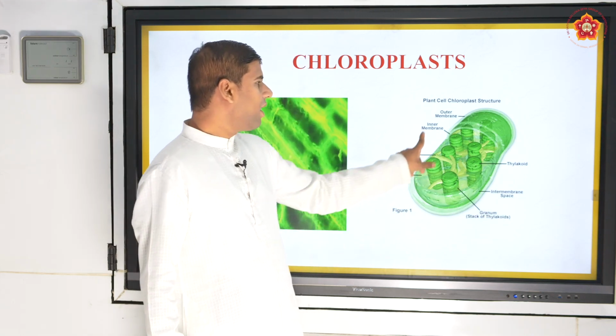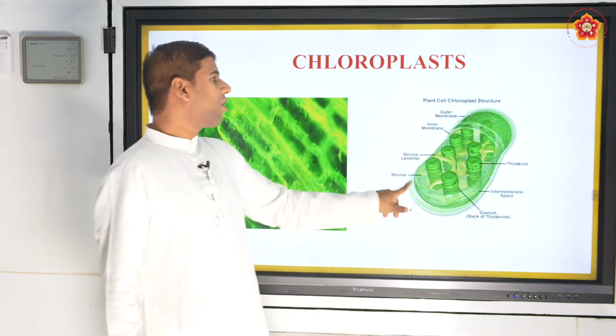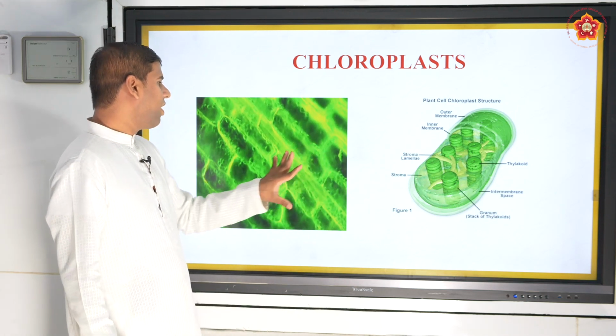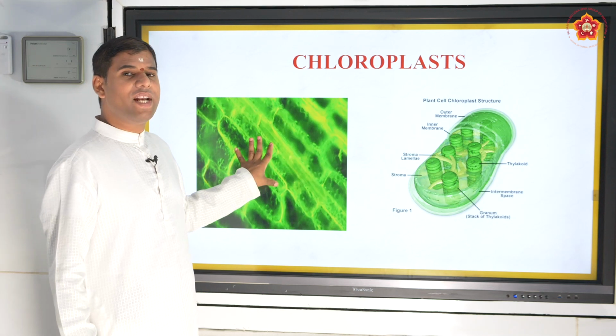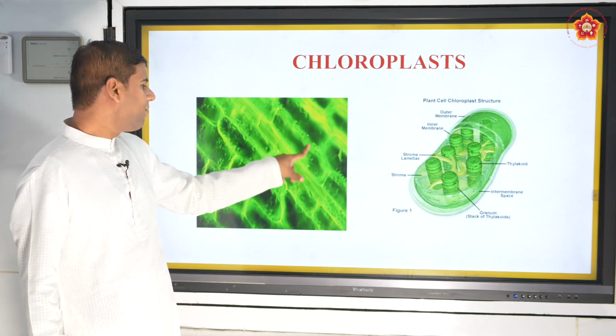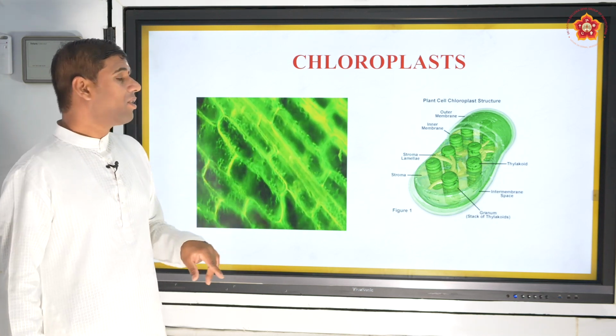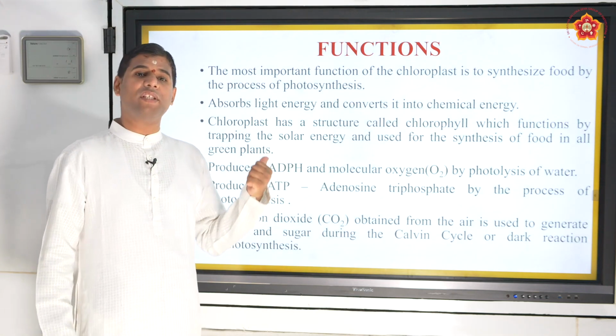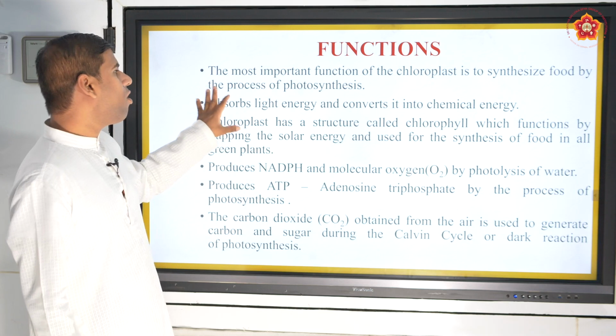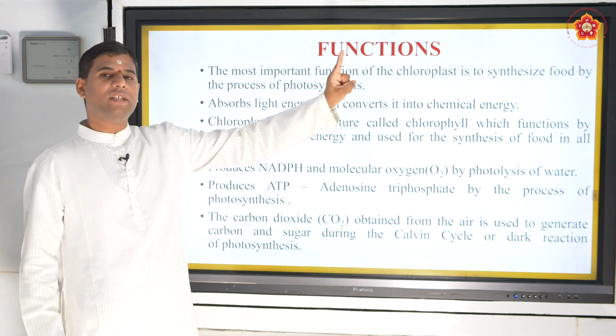This is the figure of the plant cell, the chloroplast structure. If you see it in an electron microscope, you see this structure. So that's about the chloroplast. Then let's go on to the functions of the chloroplast. The most important function is to synthesize food.